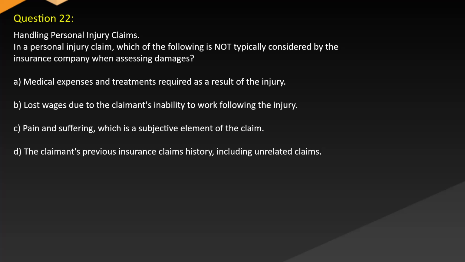Question 22. Handling personal injury claims. In a personal injury claim, which of the following is not typically considered by the insurance company when assessing damages? A. Medical expenses and treatments required as a result of the injury. B. Lost wages due to the claimant's inability to work following the injury. C. Pain and suffering, which is a subjective element of the claim. D. The claimant's previous insurance claims history, including unrelated claims.